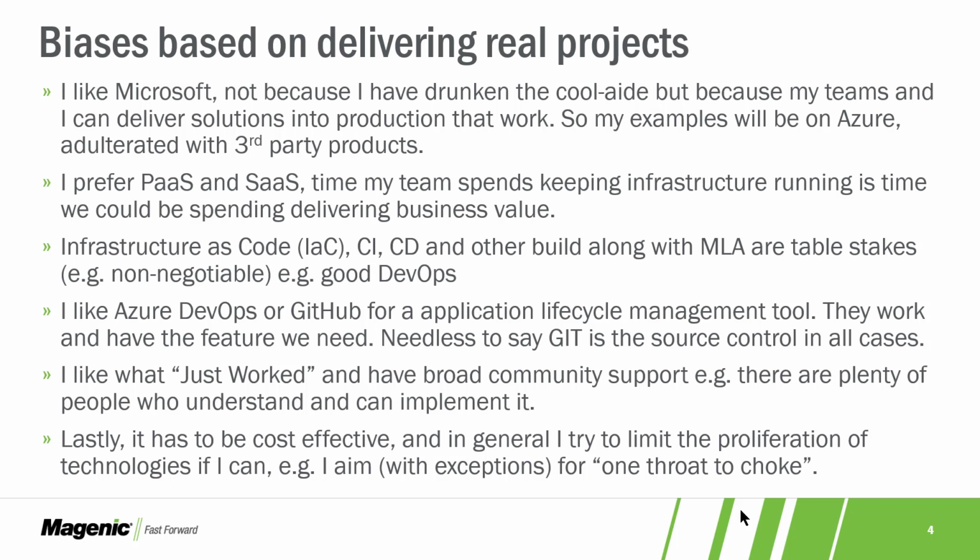I believe good DevOps is table stakes for the cloud, right? If you can't repeatedly deploy your infrastructure to make new environments or tear down an entire environment, like tear down dev to zero and rebuild it, then you're missing out not only on agility, but you're missing out on the potential that a clean slate brings you. I like Azure DevOps. I like GitHub. I've done projects using both. I love them both. They work great. They have the features they need. And needless to say, Git is my source control of choice.